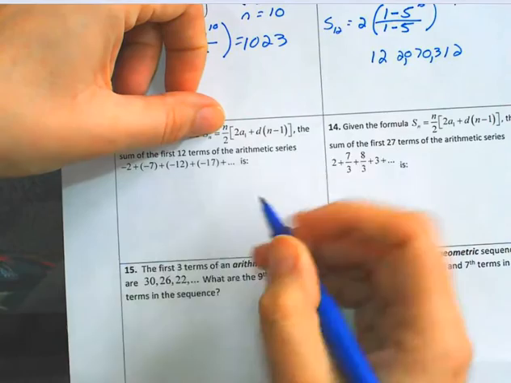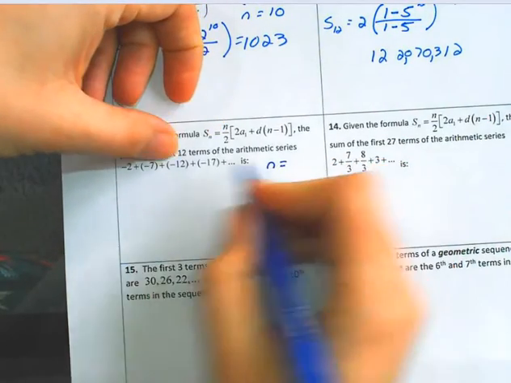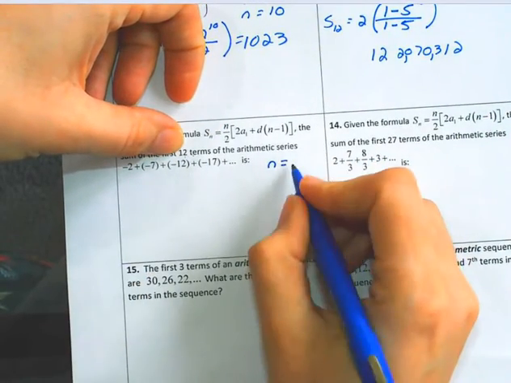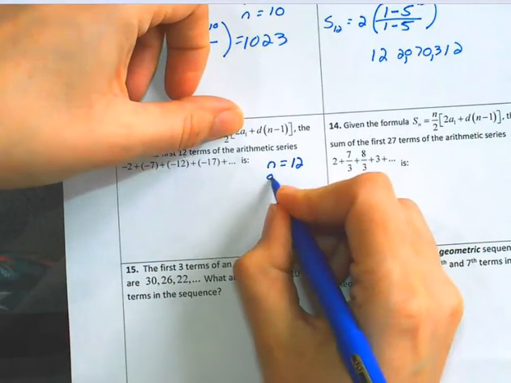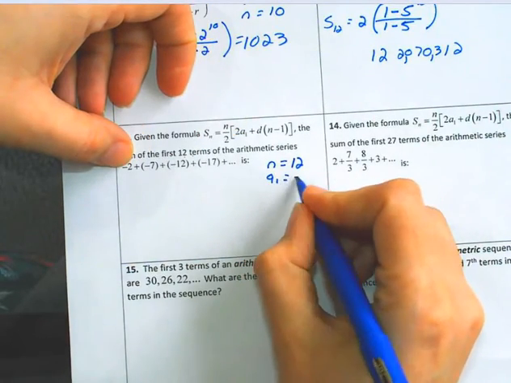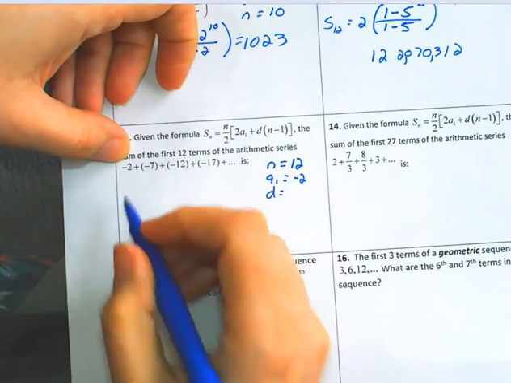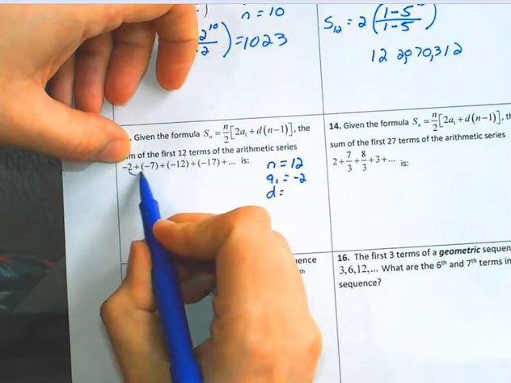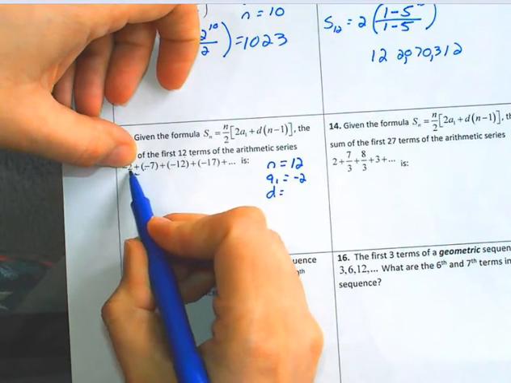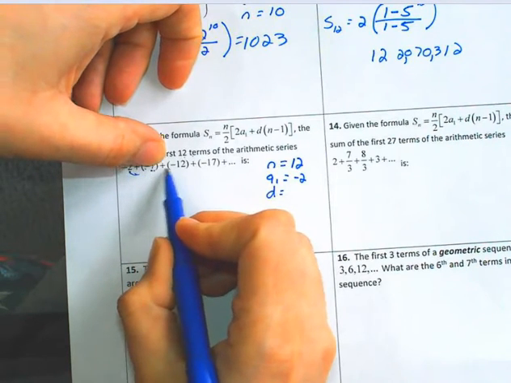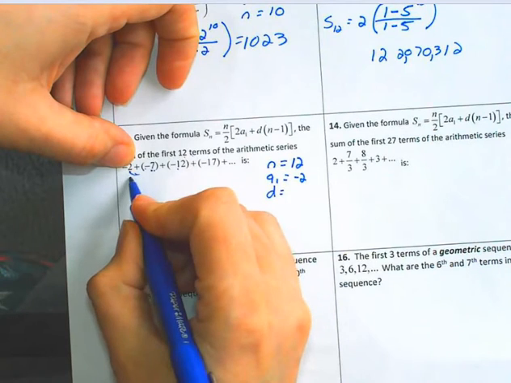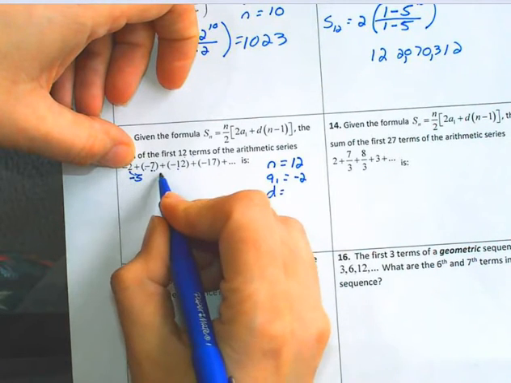I need to know what n is. They told me the first 12 terms in the series. I need a sub 1, my first term, which is negative 2. I need d, my common difference. I don't know that, but if we look at this pattern, what are you adding every single time? Negative 2 to negative 7, negative 7 to negative 12. You're adding negative 5.